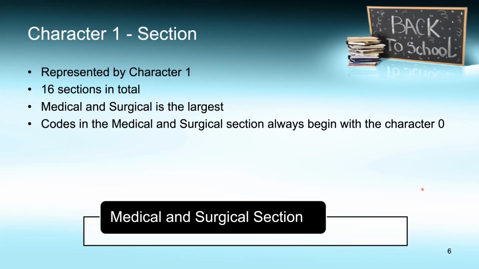So let's talk about each one of the characters separately and explain a little bit about what they are and what they represent. So character 1 is your section. PCS is divided into sections that identify the general type of procedure. And there are 17 sections within PCS, and each section begins with a different character value. The medical and surgical section is the first section in the code book, and all of the procedures performed from the medical and surgical section will start with the first character of 0. In the inpatient setting, most of the coding that you will perform is going to come from the medical surgical section. It is the largest section of the book and the one that is utilized most often.